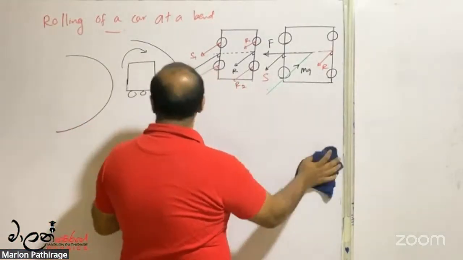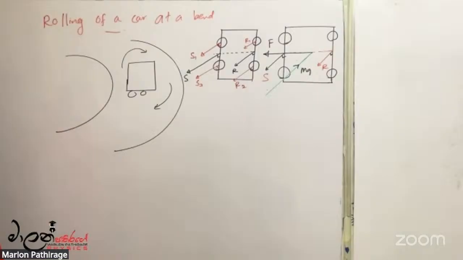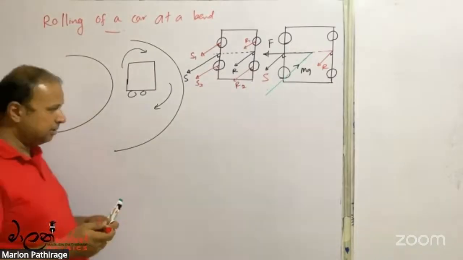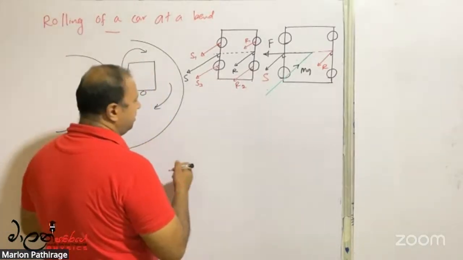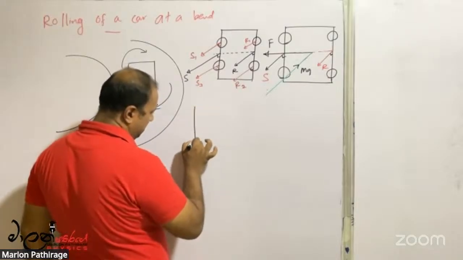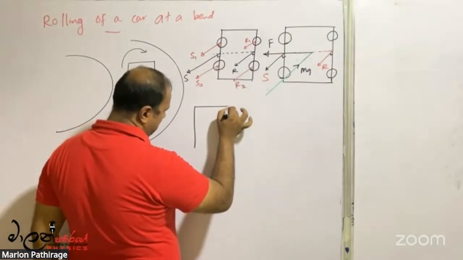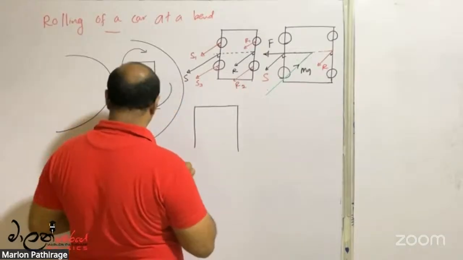Rolling of a car at a bend. Then I can mark them in a vertical figure.